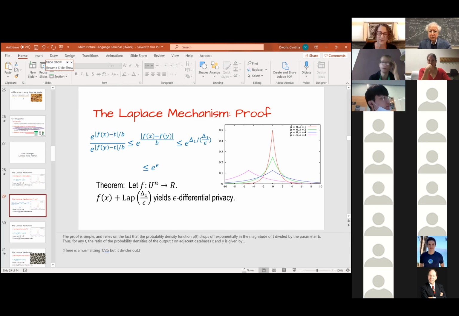Okay, great. Thank you. Right, good. Okay, and then for the Gaussian mechanism, instead of drawing from the Laplace, we're drawing from a Gaussian with some appropriate variance. Yeah. Okay.